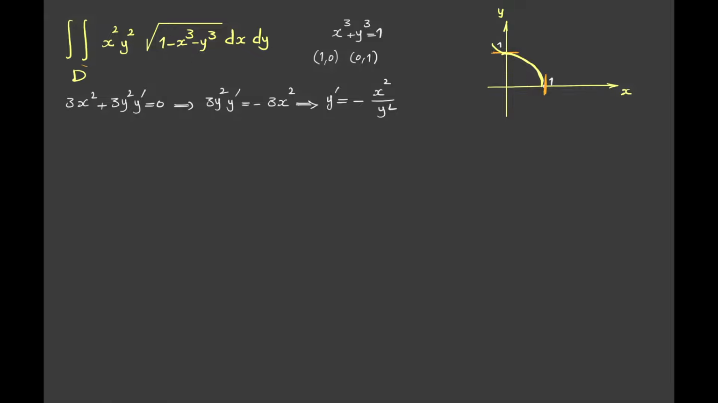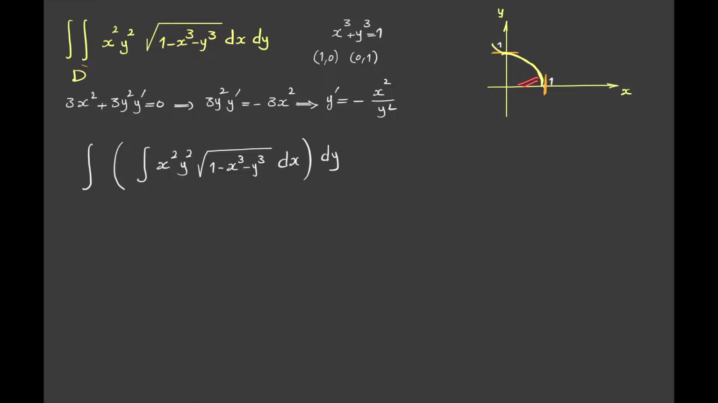So let me actually try to write this once more. The integral that I have, I want to do it in this form then. So the integral of x squared y squared times the square root of 1 minus x cubed minus y cubed, and then I have dx, and then I close it, and then dy. Okay? By this way of writing, I am choosing y to be a free variable.